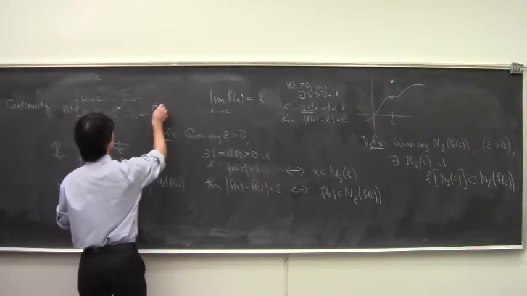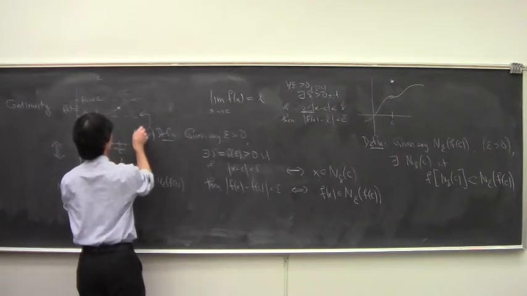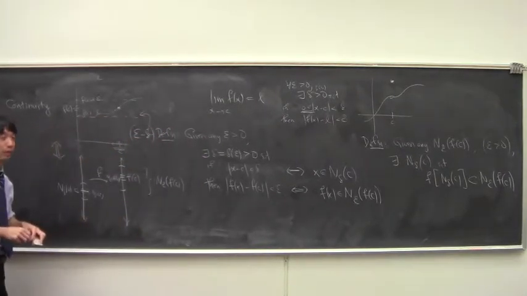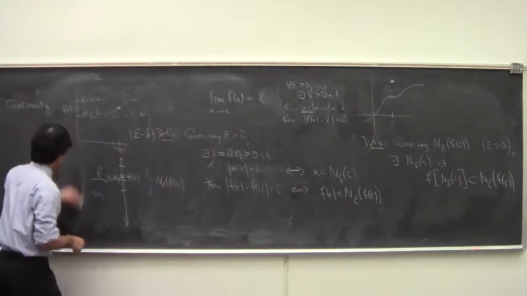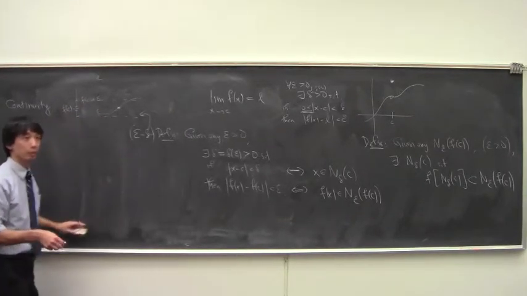Okay, so that's one definition. This is the epsilon-delta definition of continuity. And then we have the other definition of continuity. Does anyone remember that one?